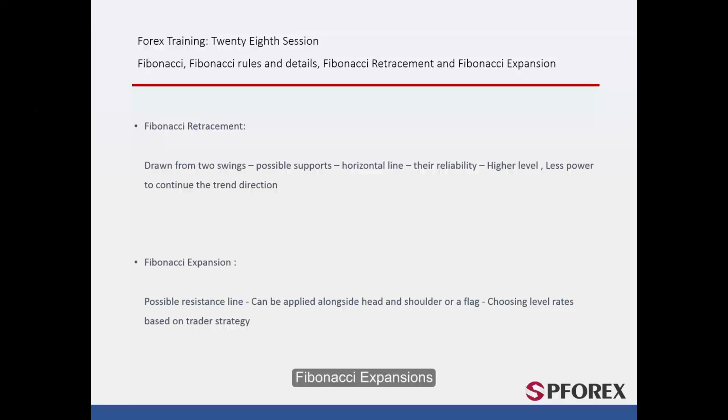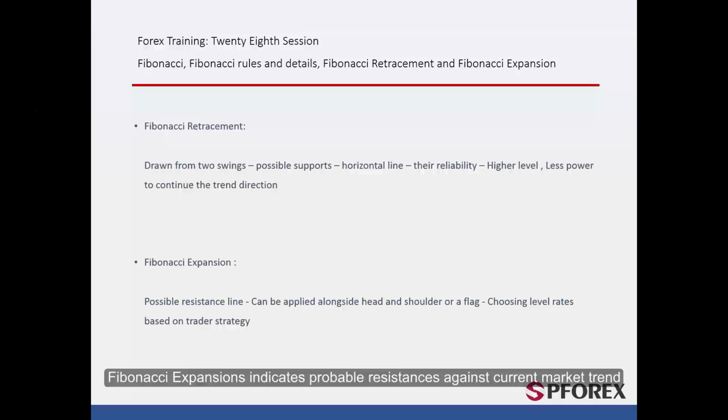Fibonacci Expansions. Fibonacci Expansions indicates probable resistances against current market trend. It would be useful alongside of some patterns such as flag or head and shoulder. Level rates can be defined on the basis of strategies a trader chooses.